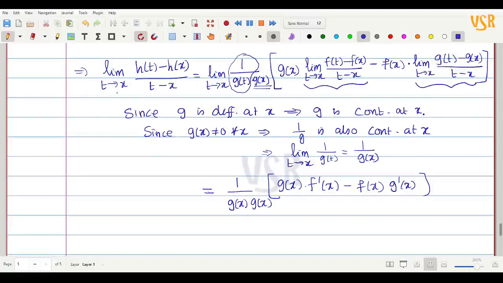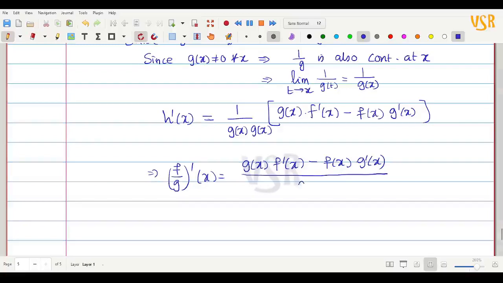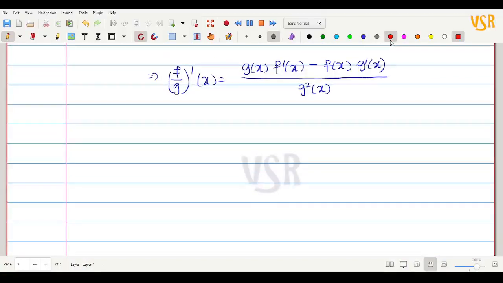Okay, so we have shown that the right side is h dash at x, which is equal to this. So this implies that (f by g) the whole dash at the point x is equal to, in the denominator g square, so (g of x into f dash at x minus f of x into g dash at x) the whole thing divided by g square of x. We would have studied all this as a formula in school, but we would not have thought about how it came about. Okay, so this is the derivative function.